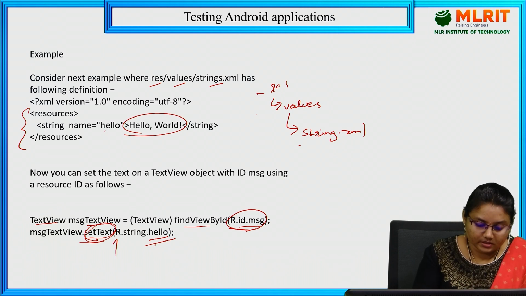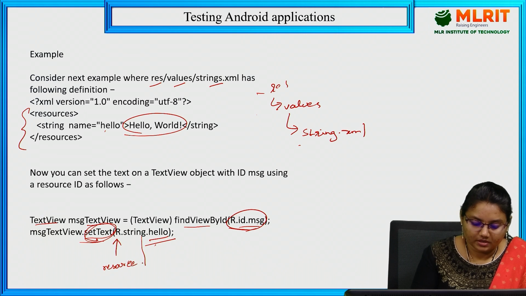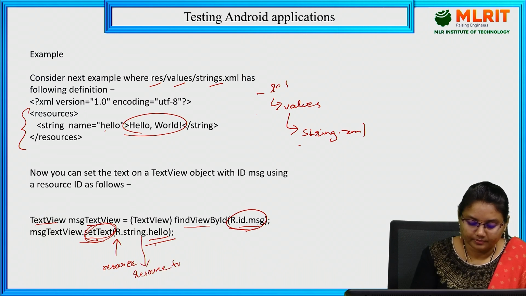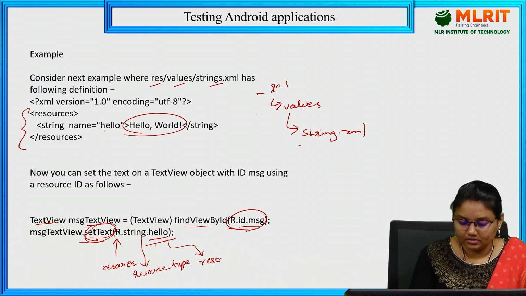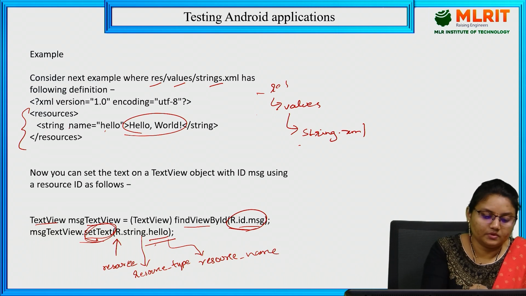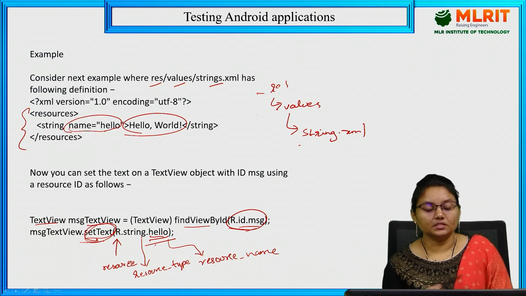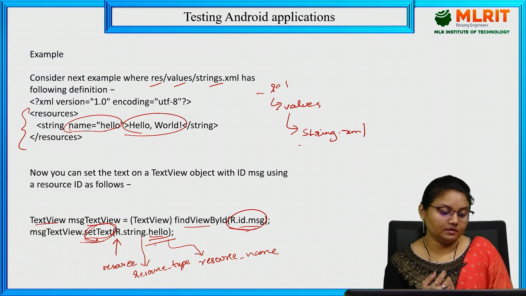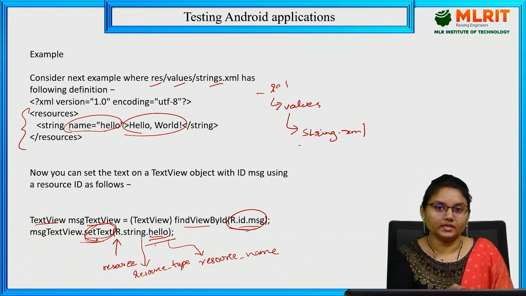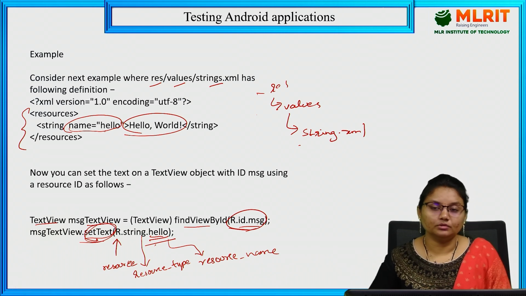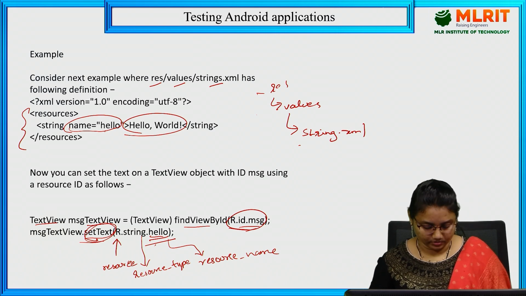So this is the resource. String is a resource type. Hello is a resource name. What is the name? Name equal to what is given? Hello. So that hello we are passing here. So this is how you can extract in code what is defined in the XML. You can make use of setText to set the values.